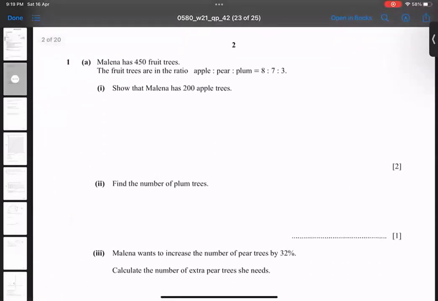Bismillahirrahmanirrahim. In this question, you can see here, M has 450 fruit trees, and these fruit trees are in ratio of apple, pear, plum in this given ratio. Show that M has this many apple trees. This is our target. And this is called total trees. Make sure total. And I will find the sum of ratio.